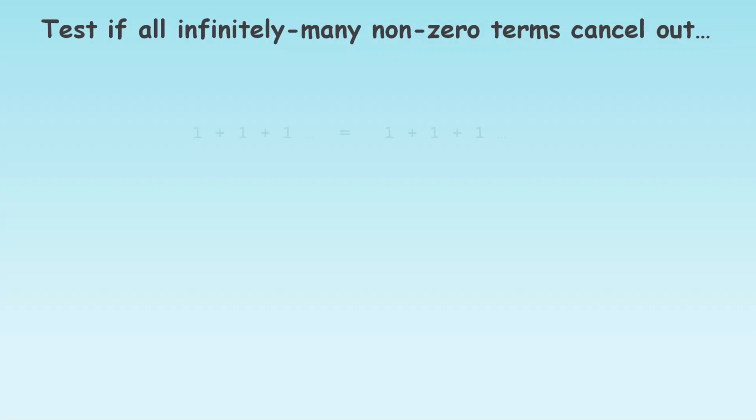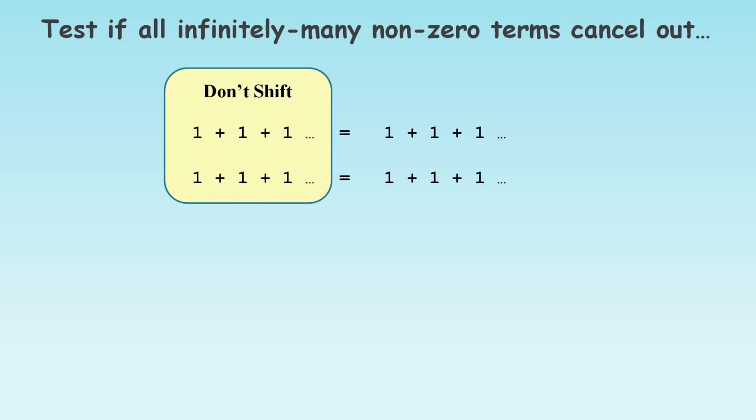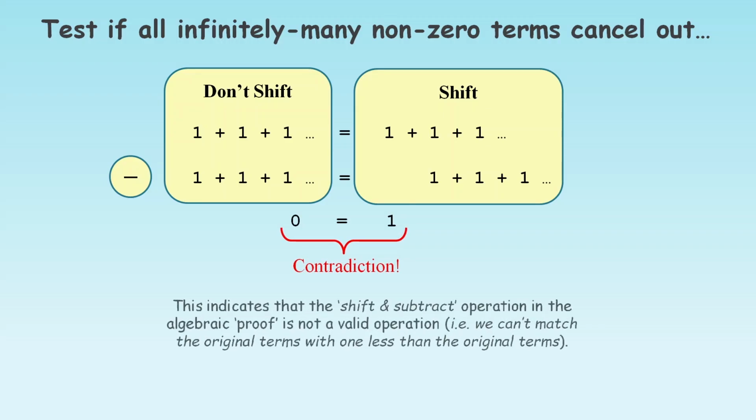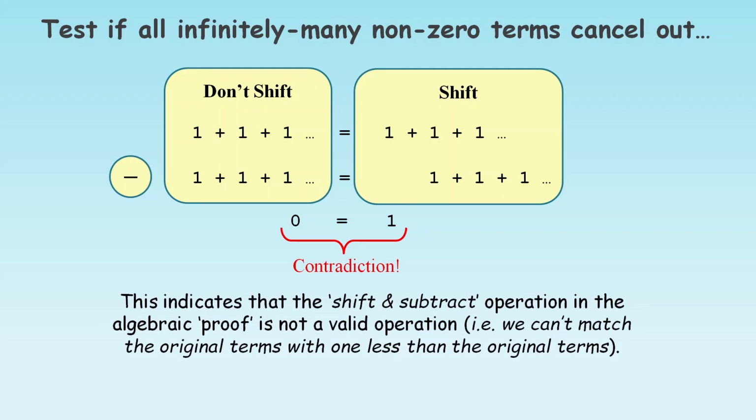And this series, 1 plus 1 plus 1 and so on, just happens to fit the bill. On the left hand side, we won't shift the terms, and on the right hand side we will. We'll shift by one place, as in the proof. We'll do the subtractions, and we end up with 0 equals 1, which is a clear contradiction. And so this appears to indicate that we can't match the original terms with one less than the original terms. In which case, the algebraic proof is flawed and it doesn't prove that 0.9 recurring equals 1.